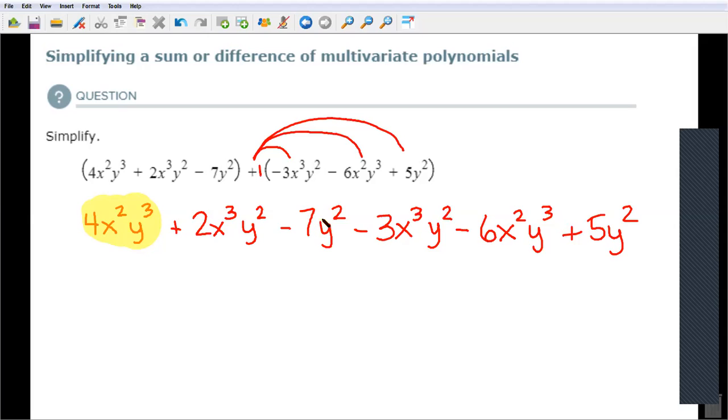This term doesn't have an x. This term is the same as this one here. We'll get back to this one in a second. But this has x to the third and y to the second. So those two end up being like terms, but neither of them are like terms with this first one.